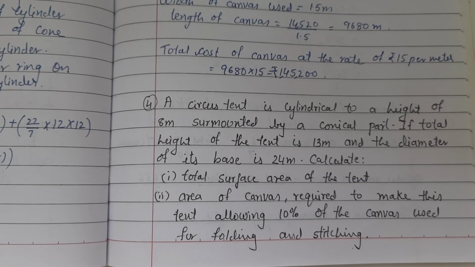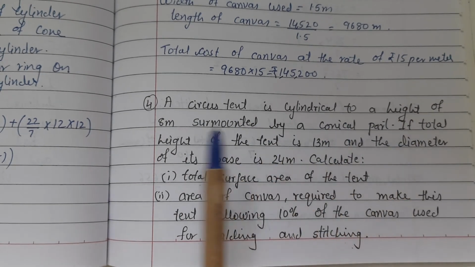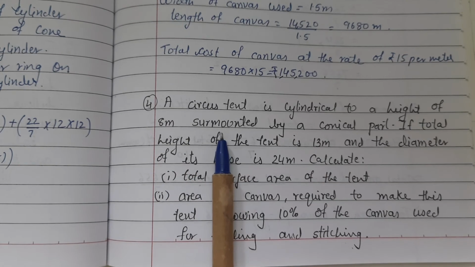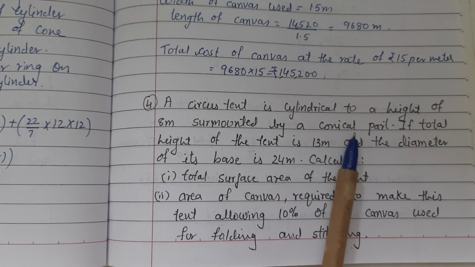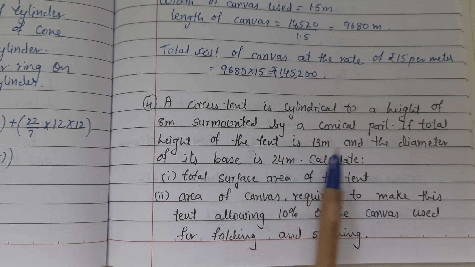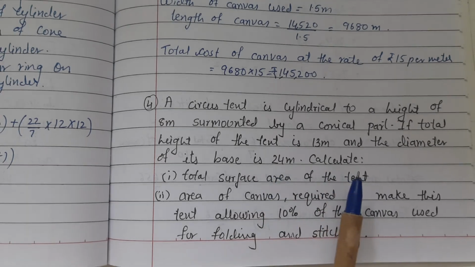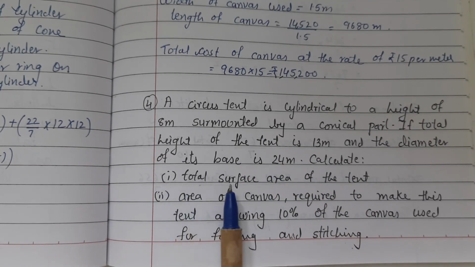Sum number 4. A circus tent is cylindrical to a height of 8 meter surmounted by a conical part. If total height of the tent is 13 meters and diameter of its base is 24 meter, calculate first part, total surface area of the tent, second part, the area of canvas required to make this tent, allowing 10% of the canvas used for folding and stitching.